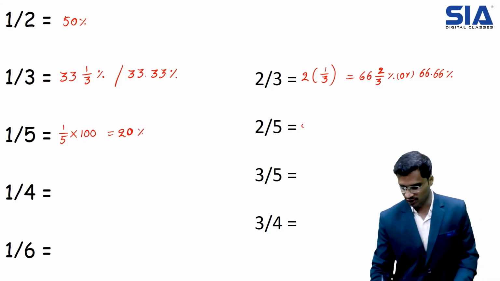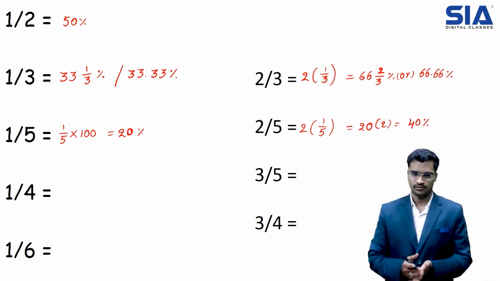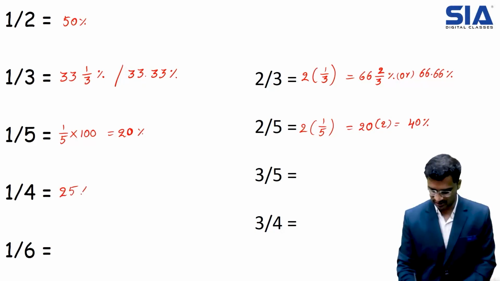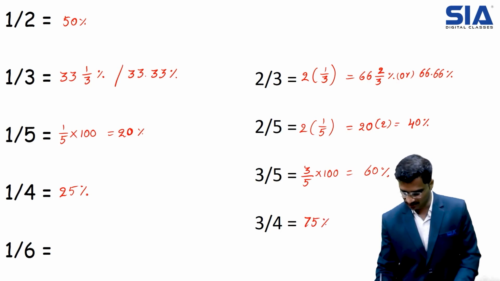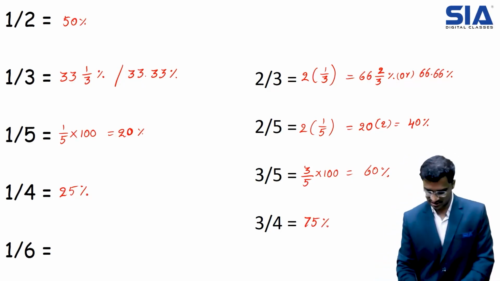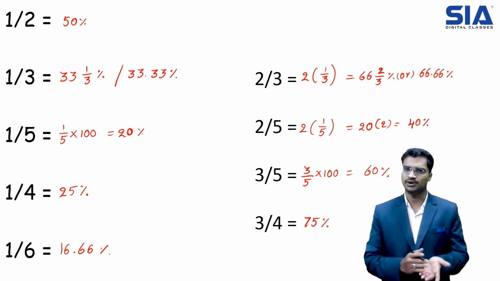In the same way, 2 by 5. 2 by 5 can be written as 2 into 1 by 5, that is 20 into 2, which is 40 percentage. Now in the same way, 1 by 4 is 25 percentage. Then 3 by 5 into 100 gives me 60 percentage. 3 by 4 is 75 percentage and 1 by 6 is 16.66 percentage. Okay, now this is the conversion of percentage to fraction and fraction to percentage.